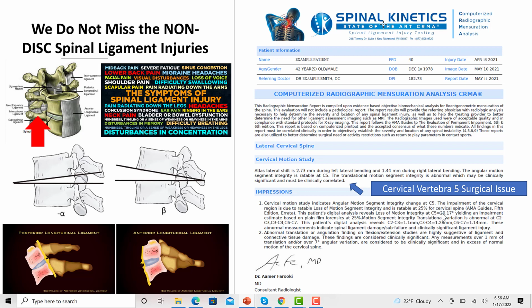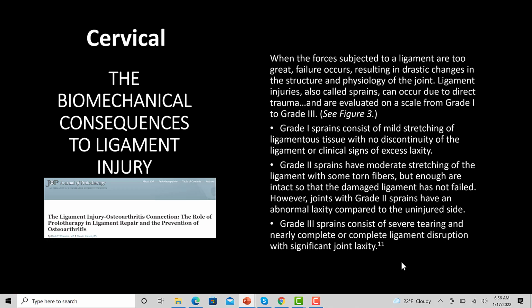So when we look at this, we ask, how does this correlate? Well, research says that we can actually determine the severity and location of sprains based on how much excessive motion there is. It says when force is subjected to a ligament or two, failure occurs, resulting in drastic changes in the structure and physiology of the joint. That makes this a very significant condition.